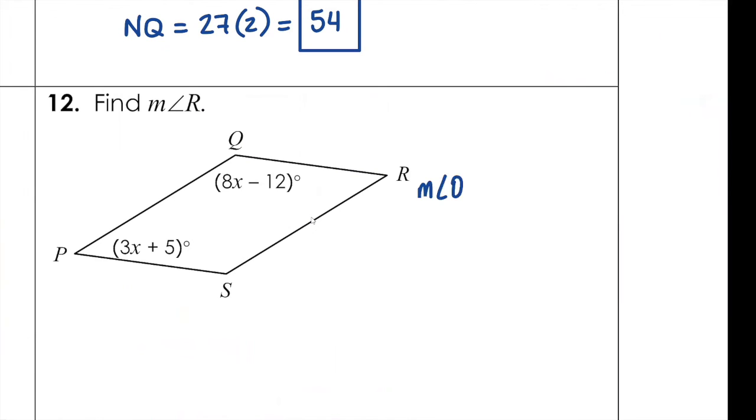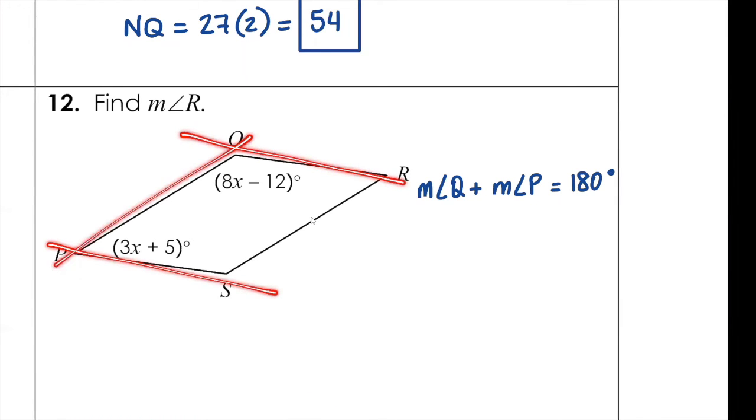The measure of Q plus the measure of P equals 180. That is true. And even if we looked at this using our Unit 2 brains, what do we know is true about angles that are both inside the parallel lines and on the same side of the transversal? What do we call those? Yeah, same side interior, or consecutive interior angles. So it's the same rule we already know.